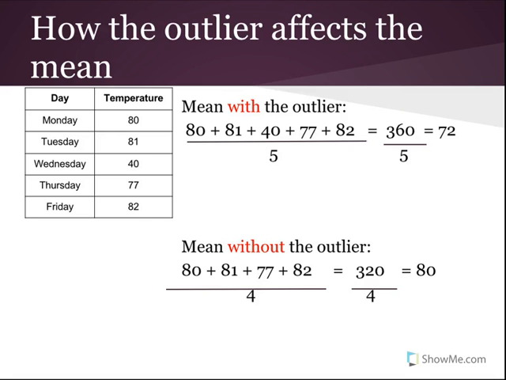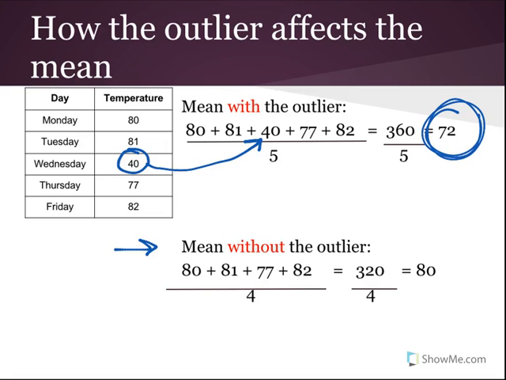Okay, here's how the outlier affects the mean. Now, notice the temperatures with the outlier. The mean with the outlier, this is up here at the top of your screen. The mean with the outlier, that means that we are including this. So notice I have taken the mean with the outlier in the data set, which gives you a 72-degree temperature. Okay, that's with the outlier. Now, look at the bottom of the screen down here. Notice what happens when I do not use the outlier. The mean is without the outlier.